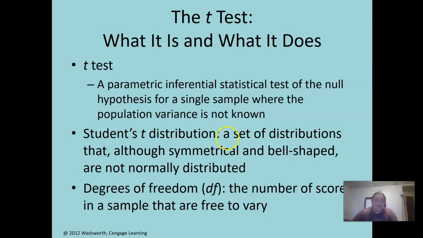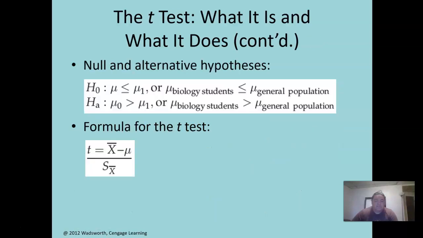So now we have an introduction of degrees of freedom, and that is the number of scores in a sample that are free to vary. In general, the degrees of freedom are usually equal to the sample being tested minus 1. Again, it's going to depend on what we are doing, but looking at an alternative hypothesis.